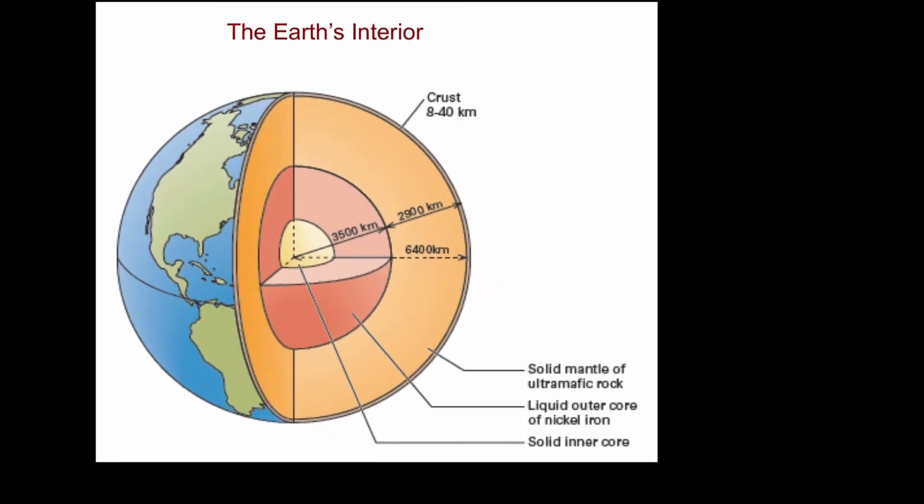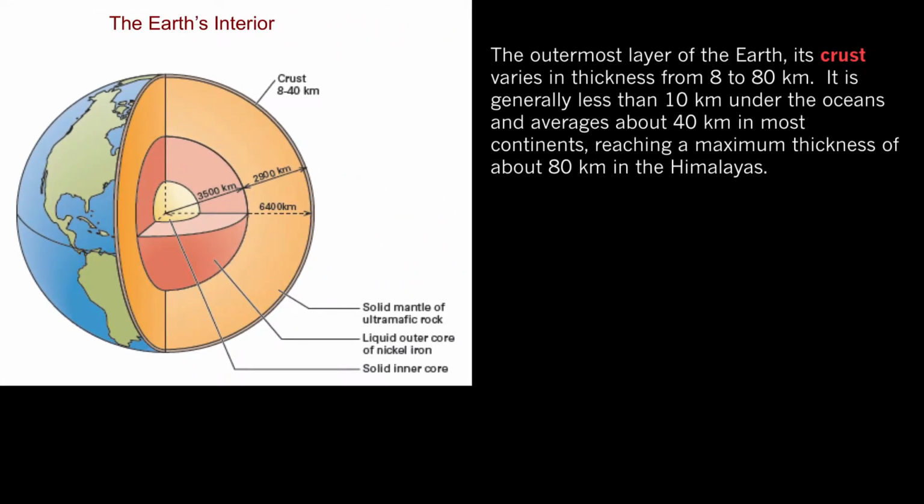Well, there's two parts to the lithosphere. There's the outermost part called the crust, the outermost 8 to 80 kilometers of the Earth. It varies in thickness from 8 to 10 kilometers under the ocean, where it's thinnest, to 40 kilometers under the continents, and reaches a maximum thickness in the mountain ranges, like 80 kilometers in the Himalayas, which are the largest mountains on Earth.